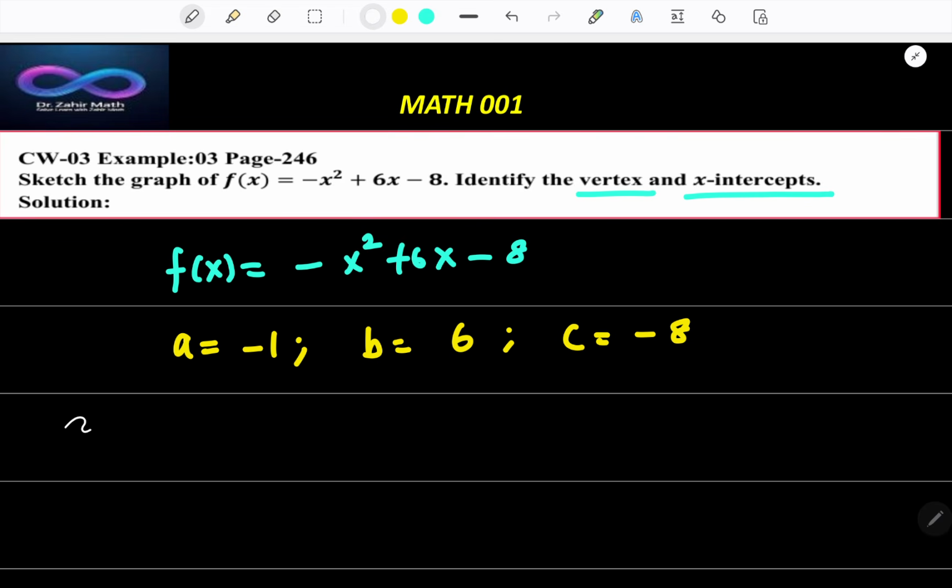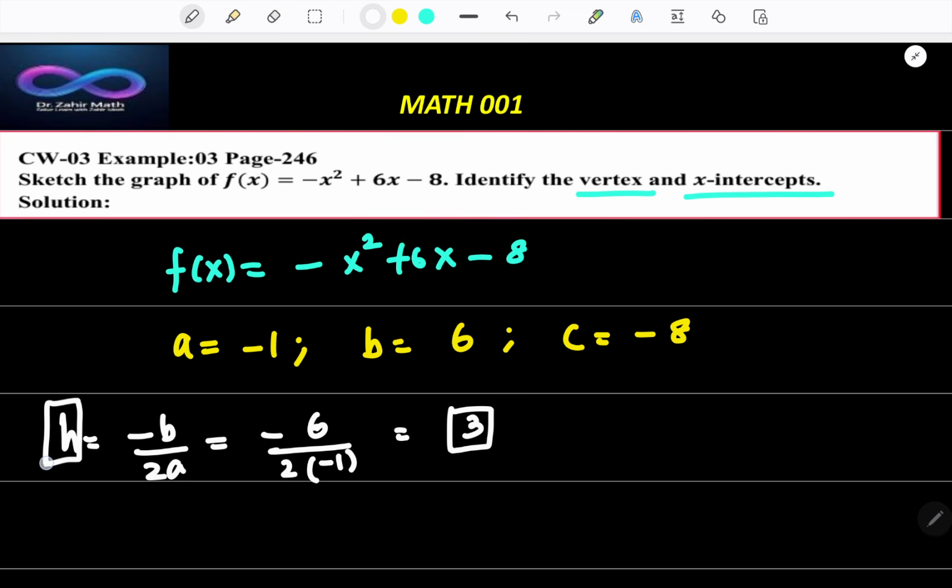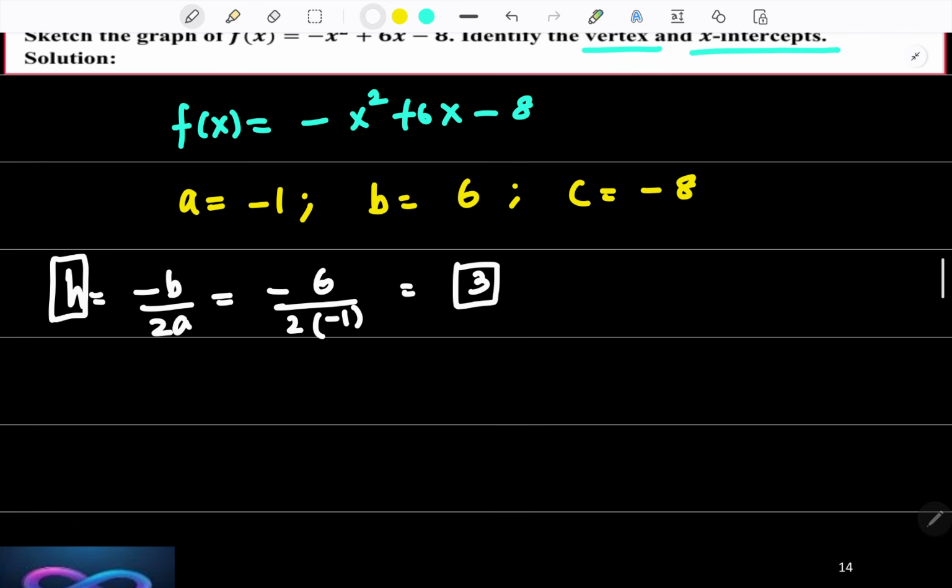So what is your formula for finding h? That is the vertex, right? So h is equal to minus b by 2a. Minus 6 by 2 into a, which is minus 1. 6 by 2 is 3. So h is equal to 3. Let's go for k. So what's the formula for k? Which is f of 3.